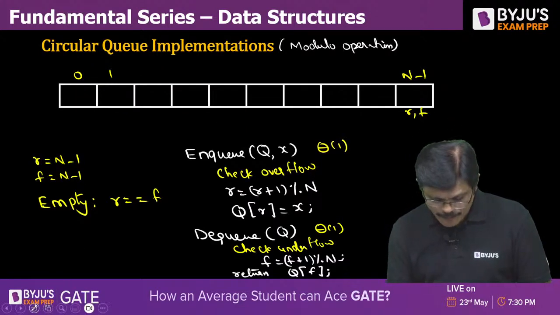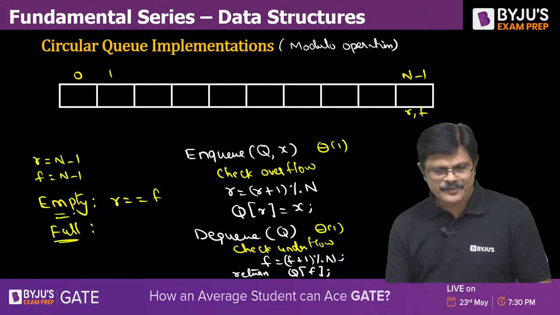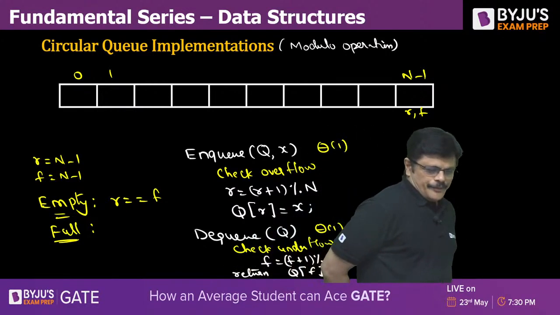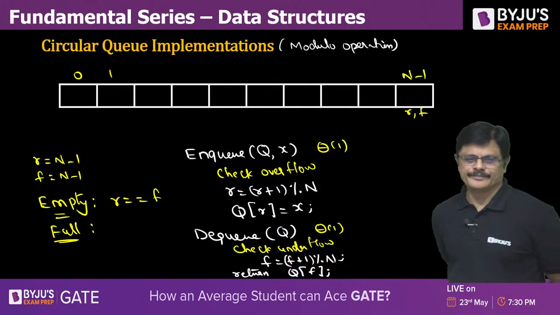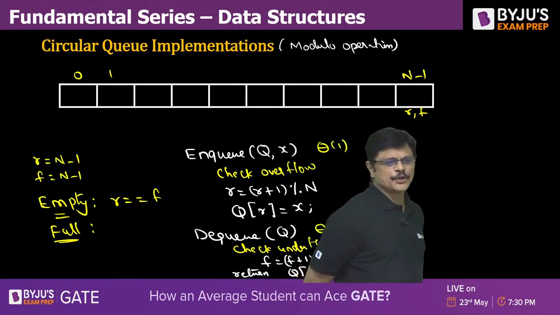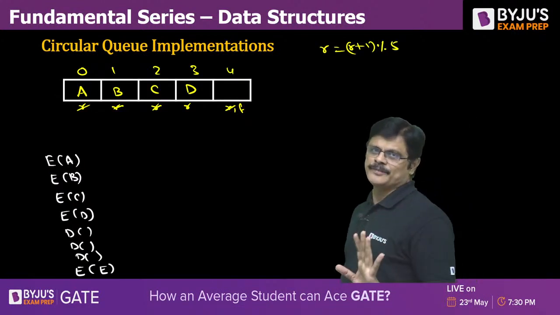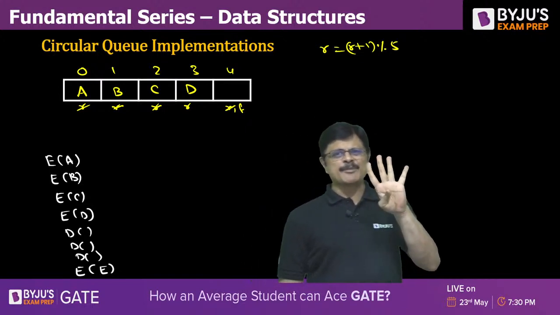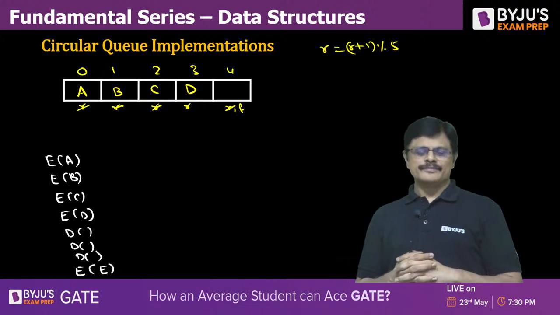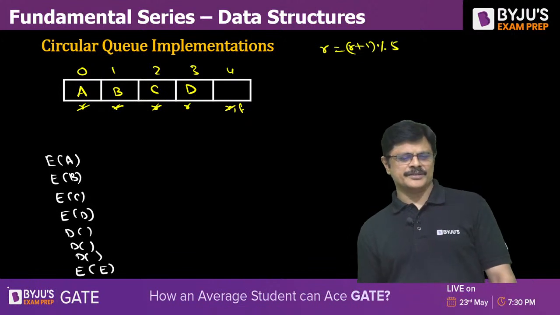When will the queue be full, my dear friends? Can anyone tell me what the queue full condition is for this? After seeing this, I am saying that the queue is full, because I said 5 elements are there and the maximum you can insert is 4. What is the queue full condition?